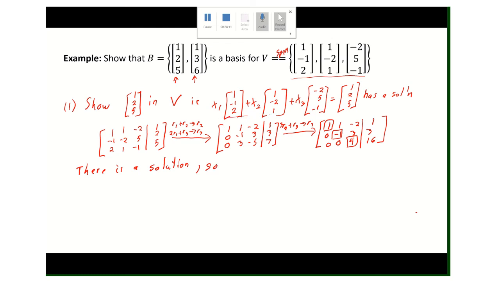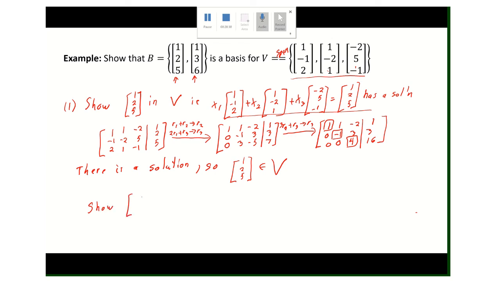So that means there's a solution to this. That means I can build my first vector from the 3 vectors in my generating set. So it means that (1, 2, 5) is in the span of those 3 vectors, or I can just say that it's in V. Okay, so that shows that my first vector is in my set.